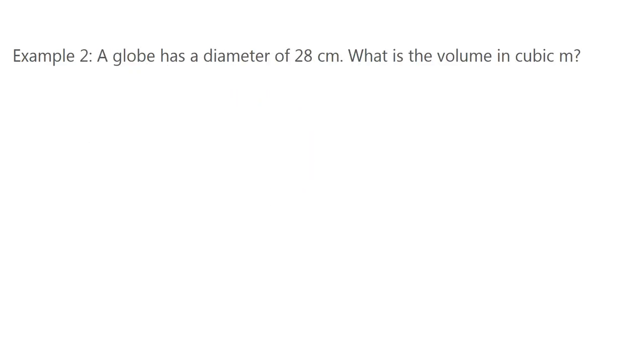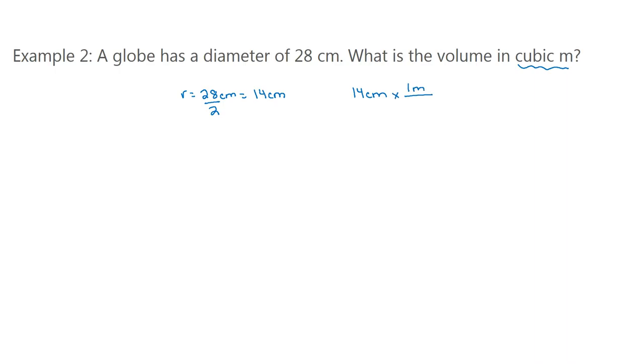Now let's look at example 2. It says a globe has a diameter of 28 centimeters. What is the volume in cubic meters? So since we need our radius, first thing I'm going to do is divide 28 centimeters by 2 to figure out what the radius would be. Then I'm going to change that to meters because they want the volume in cubic meters. So we know that 1 meter, there's 100 centimeters.